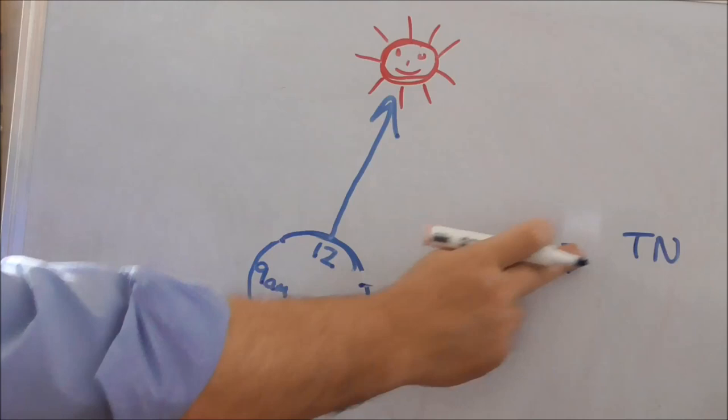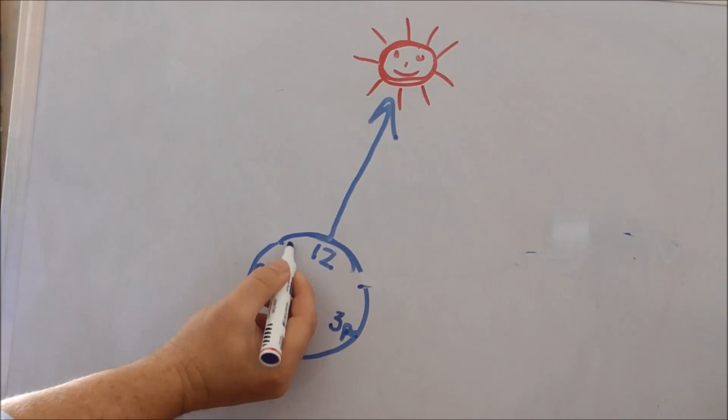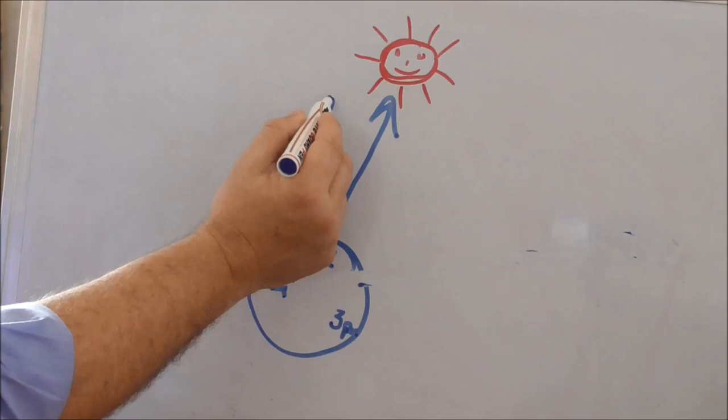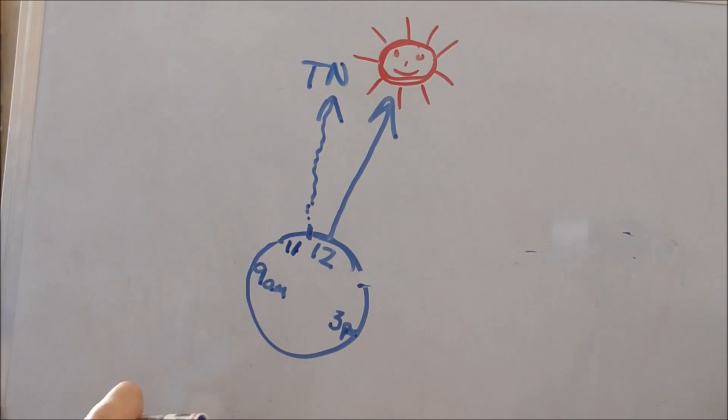All right, so let's do another one. Let's say it was 11 o'clock in the morning. Halfway between 11 and the 12 would be there. Okay, if we point that out to there, in that direction would be true north. And so we'd head that way if we wanted to head in a true north direction.